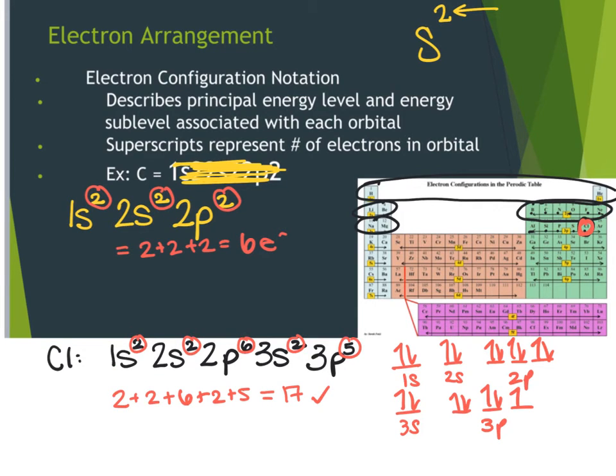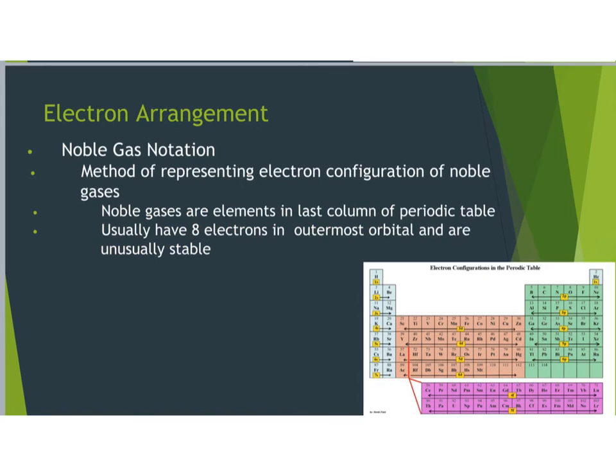So the 1s, it says it has 2, well, I have 2 electrons right here. The 2s has 2, I have 2 electrons here. All the way down to when I get to my 3p where I have 5, I've got 2, 4, 5 electrons here. So the two actually do go hand in hand.